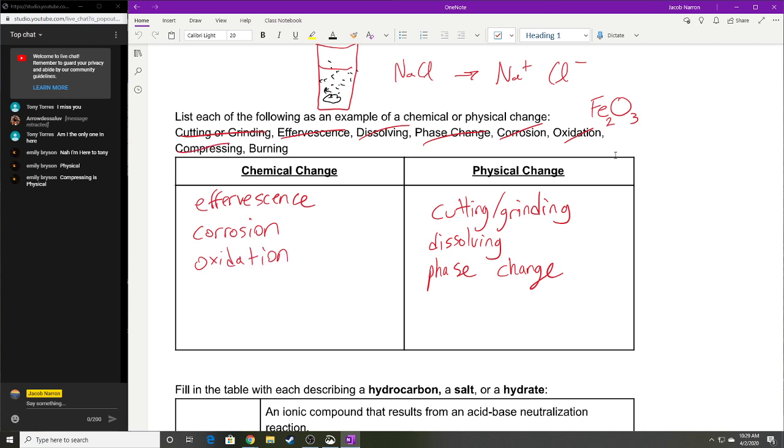Compressing means you take air and you compress it. That's definitely going to be physical because it's still the same stuff. It's just closer together. So compressing is definitely going to be over here. And then burning is definitely going to be over here with the chemical changes.